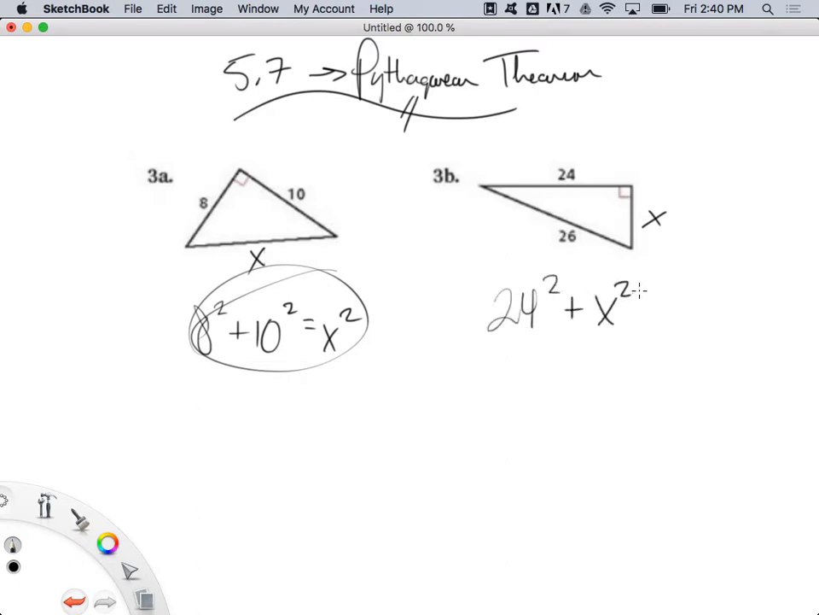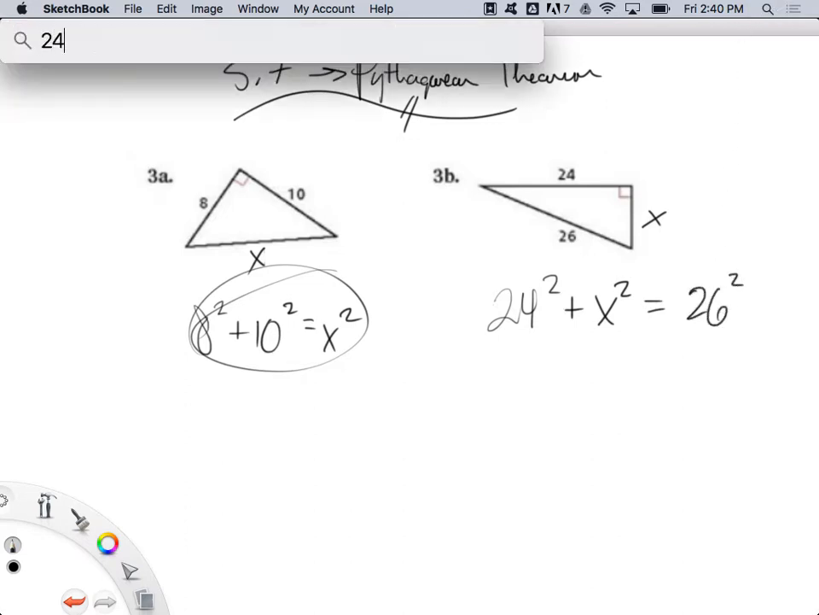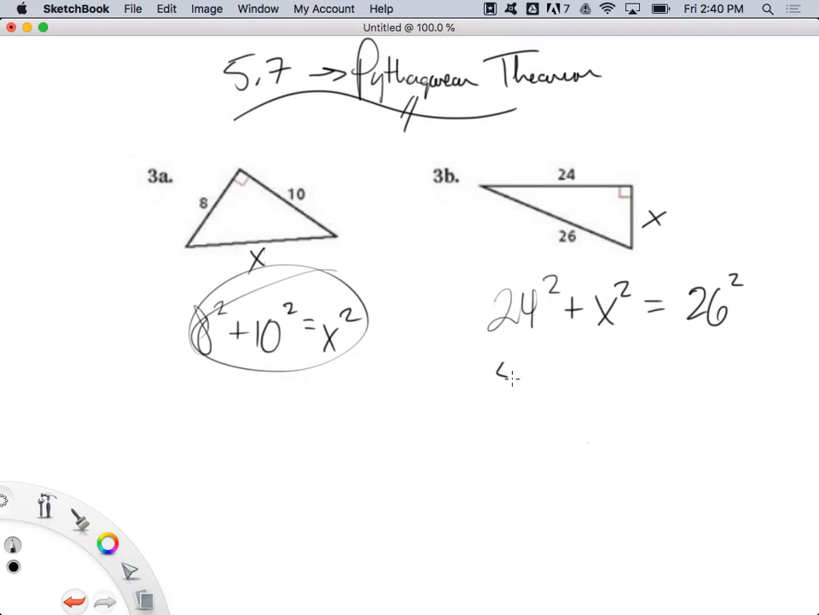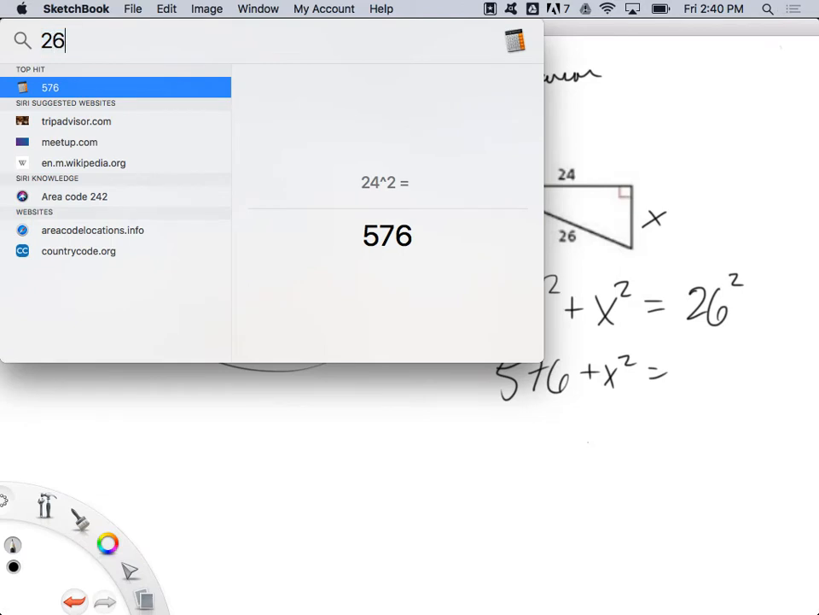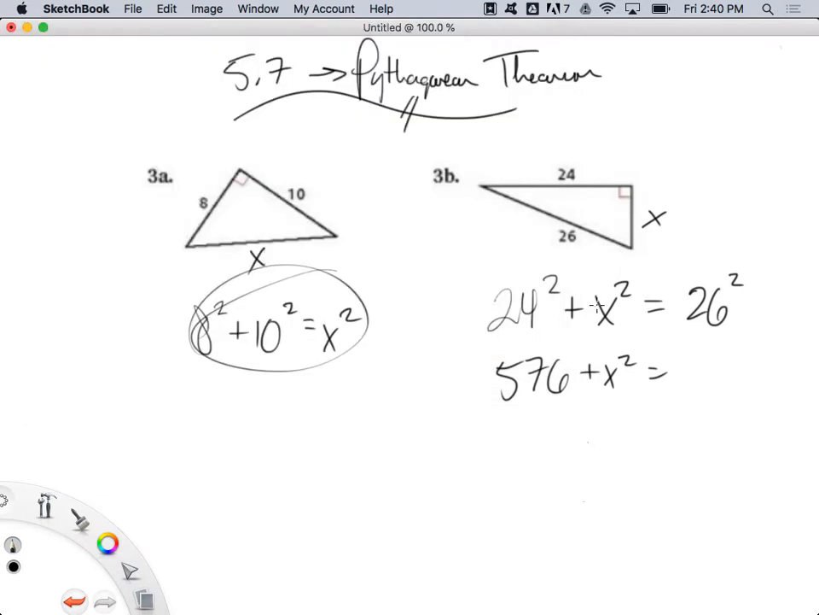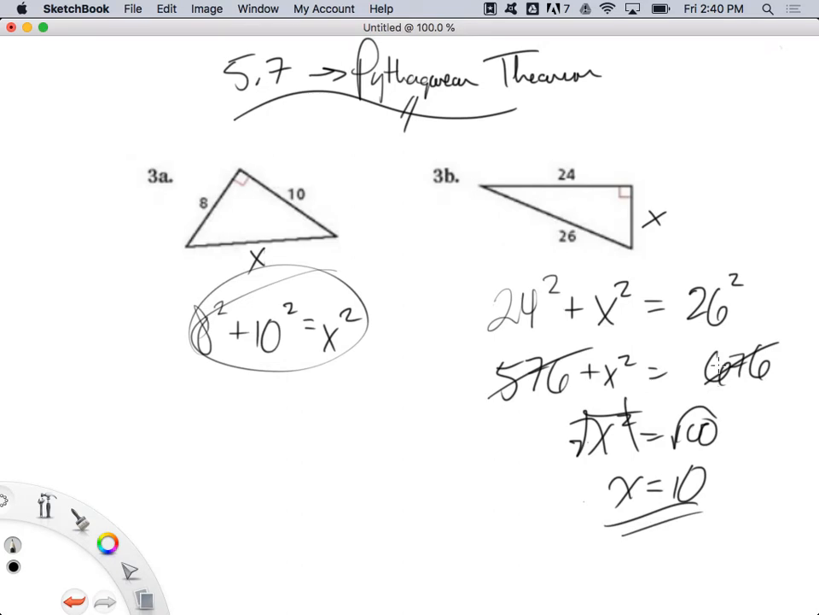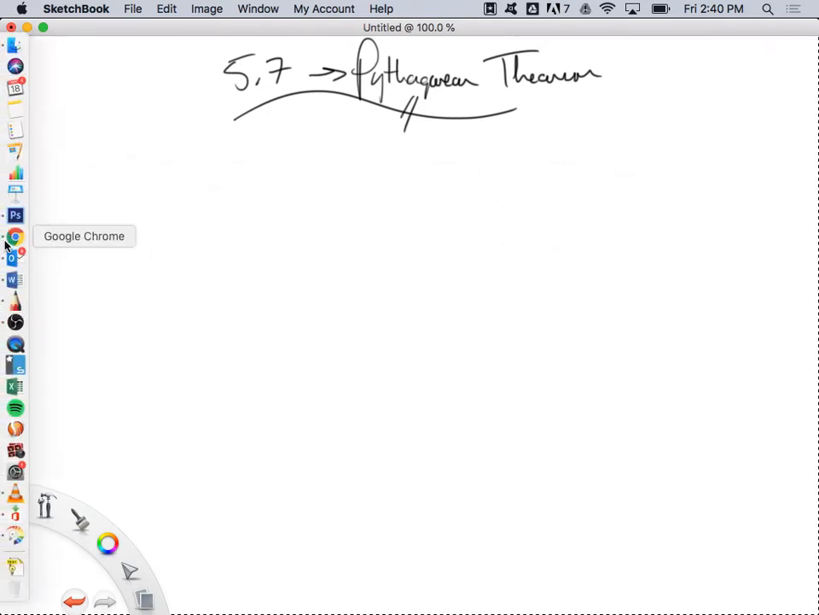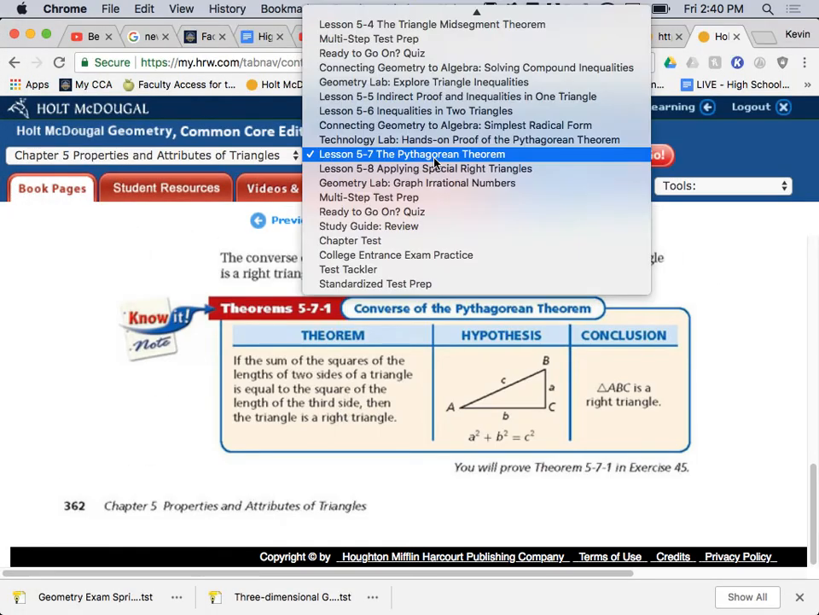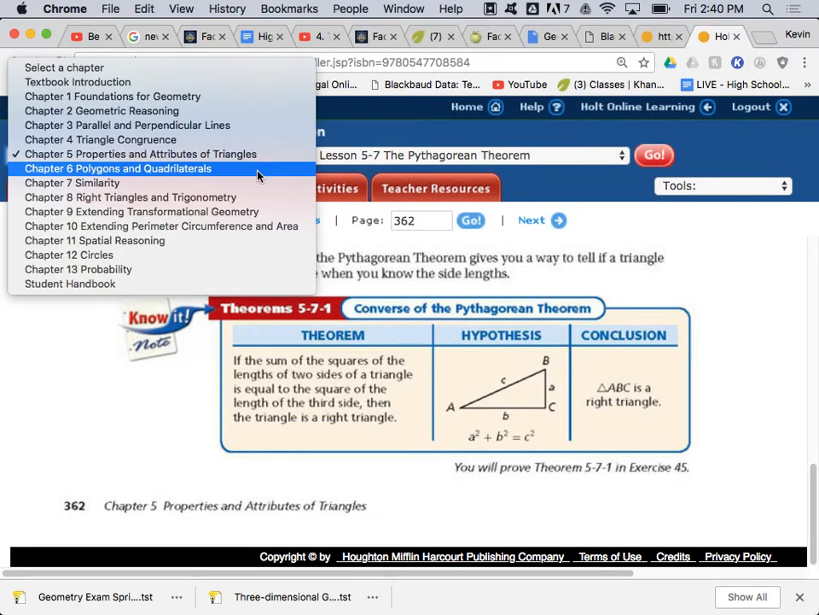I hope everyone's paying attention. Plus x squared equals 26 squared. You plug it in your calculator. 24 squared is 576. Plus x squared equals 26 squared, which is 676. Okay? What do you do now? Subtract 576. You end up with x squared equals 100. Take the square root of both sides. You get x equals 10. Does that make sense? Okay. All right, so that's the Pythagorean theorem. Any questions on that?